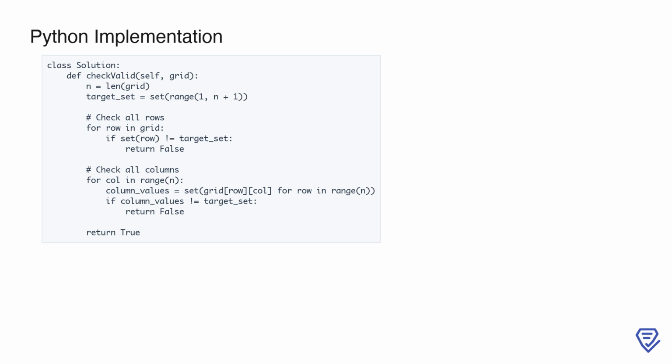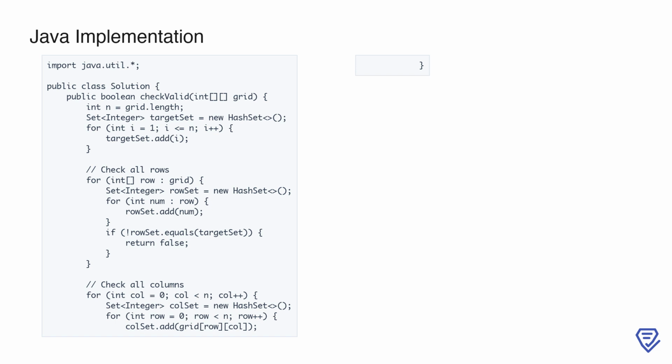This ensures correctness and handles edge cases like grids with missing or duplicate numbers effectively. Here, we start by importing the necessary libraries and defining our solution class. The main method checkValid takes a two-dimensional grid as input, where we need to verify if every row and column contains all numbers from 1 to n exactly once.